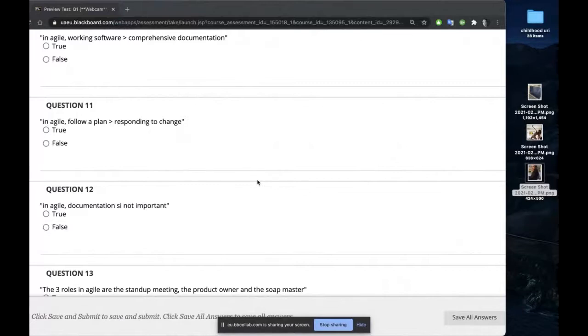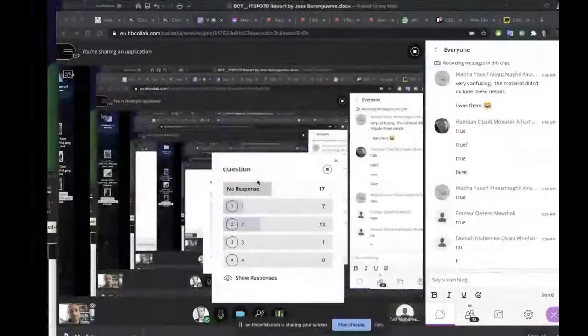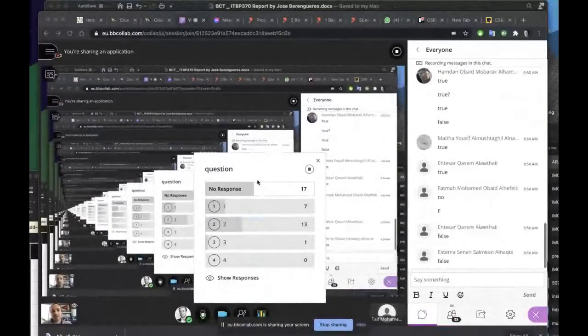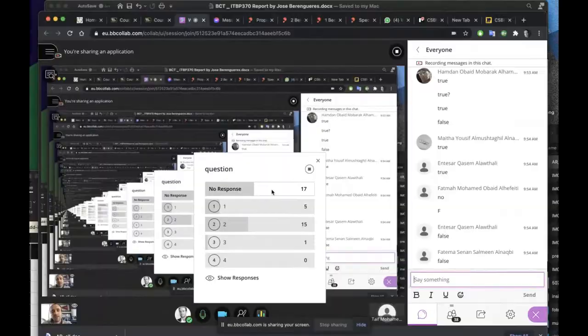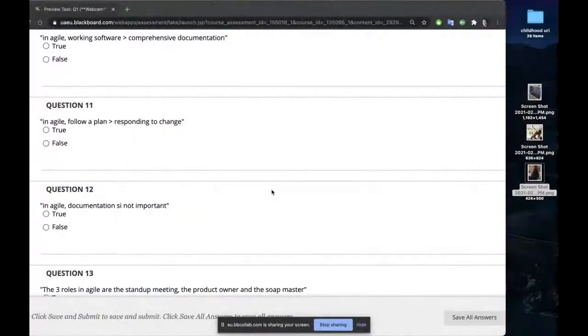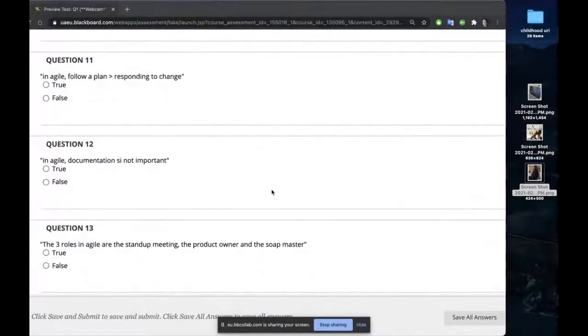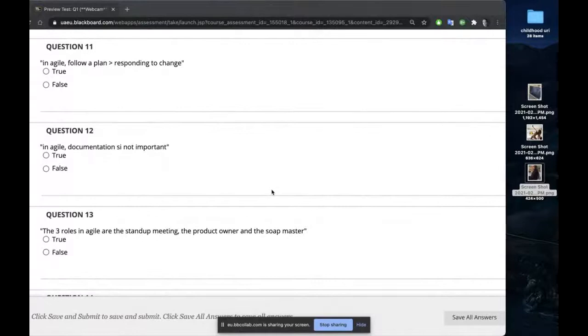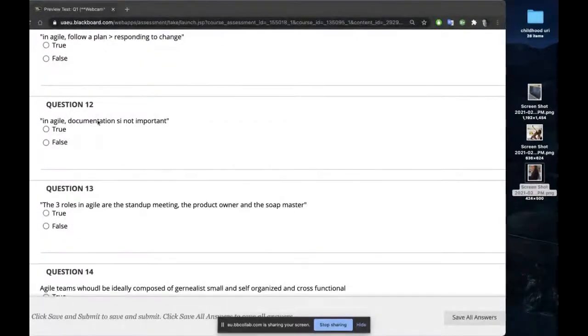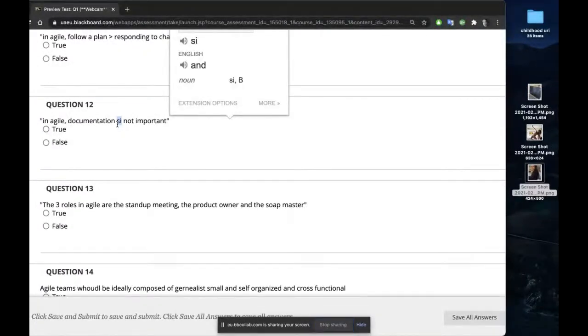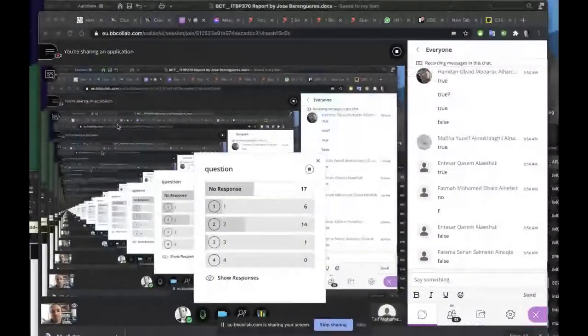In Agile, following a plan is more important than responding to change. False, very good. It's completely false. Correct. So that would be waterfall, right? In Agile, oh, there's a typo here. Documentation is not important. True or false?